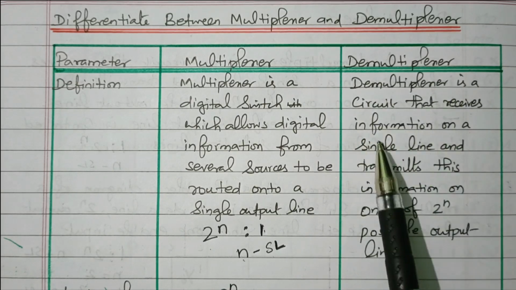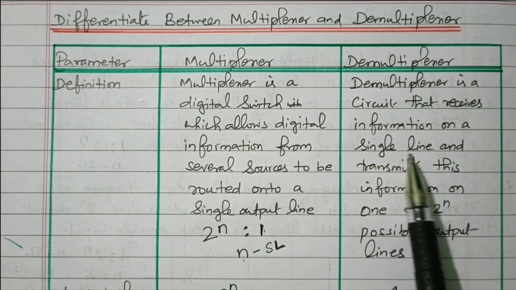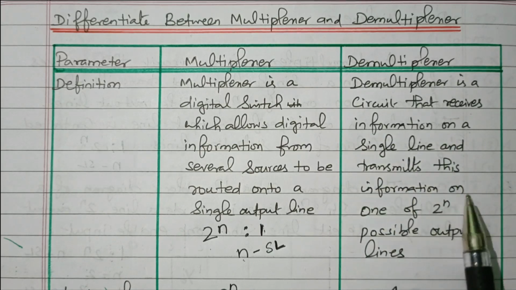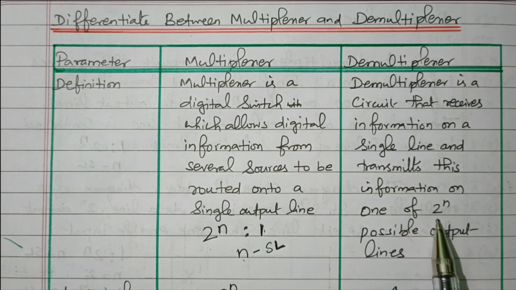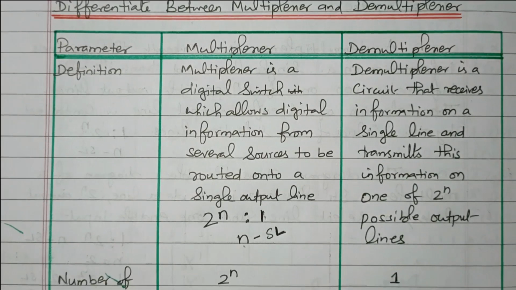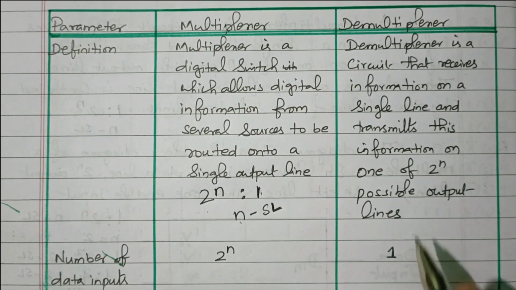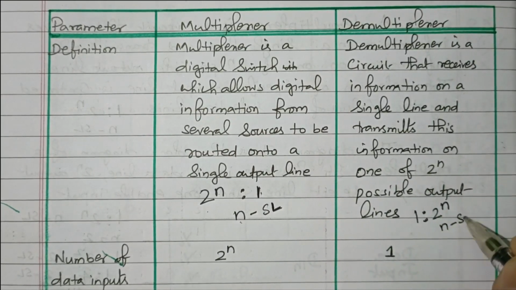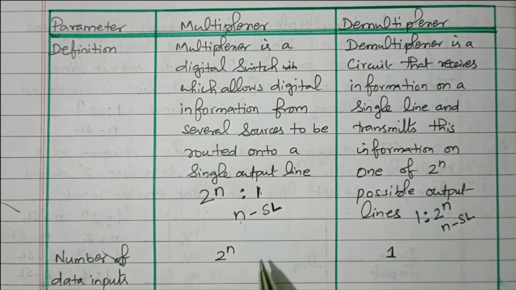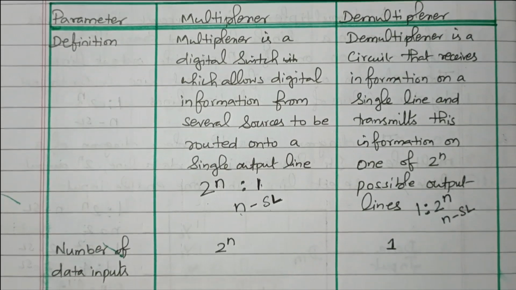Demultiplexer is a circuit that receives information on a single line, only one information, and transmits this information on one of the 2 to the power n possible output lines, right? One information that is converted into 2 to the power n possible outputs, that is 1 to 2 to the power n with n selection lines, right? Just opposite of the multiplexer. Only one input is divided into 2 to the power n outputs, that is controlled by the n selection lines, right?